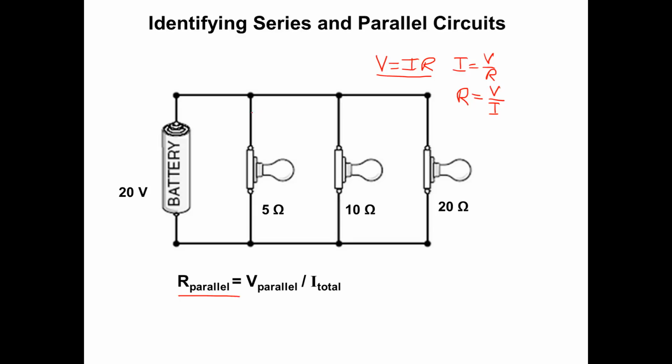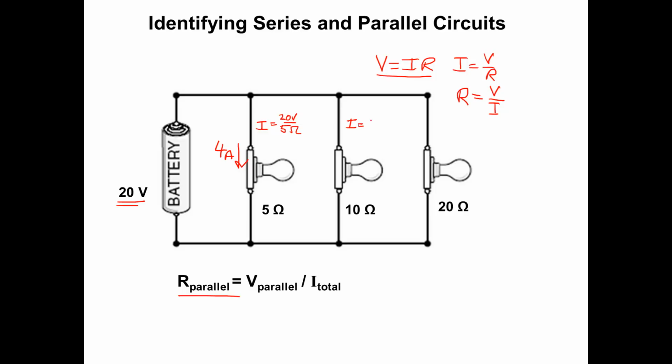Let's take a look at this. So I have a 20-volt battery, and I have it connected in parallel to 5, 10, and 20 ohm resistors. Let's do the math. I know that current along this path is equal to our voltage, 20 volts, divided by 5 ohms. So going through here, I have 4 amps.